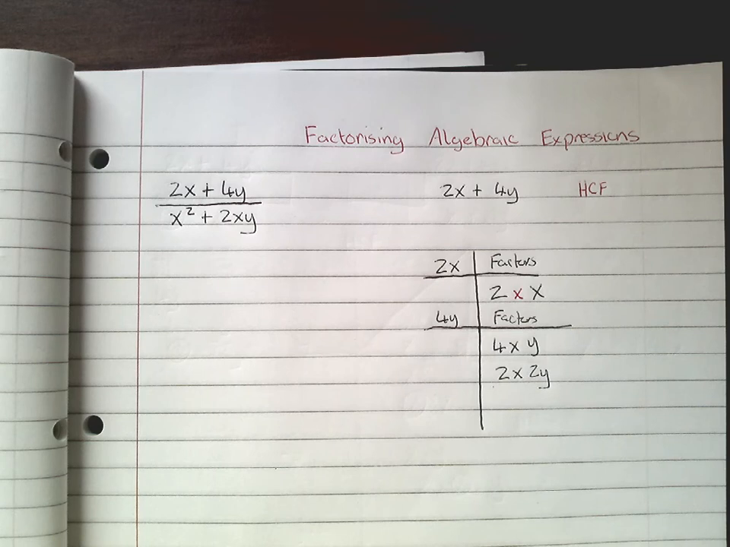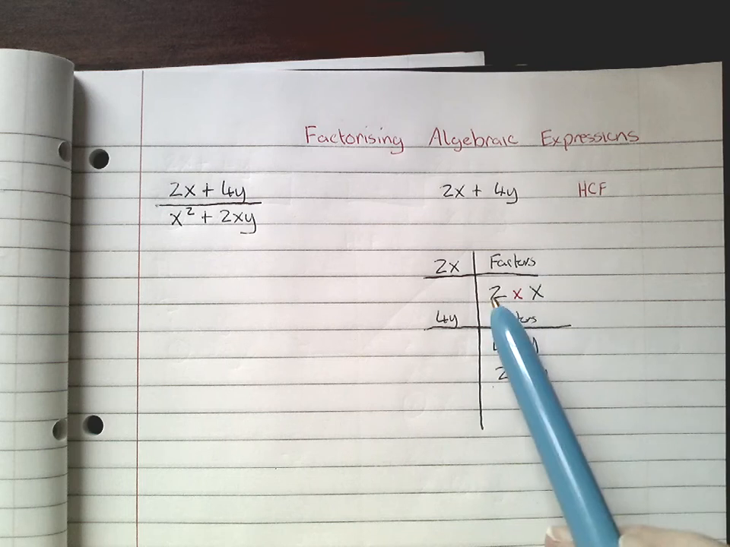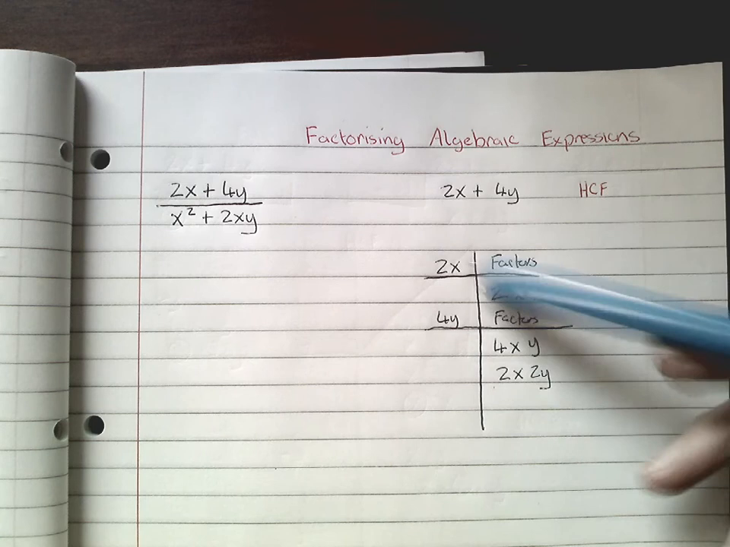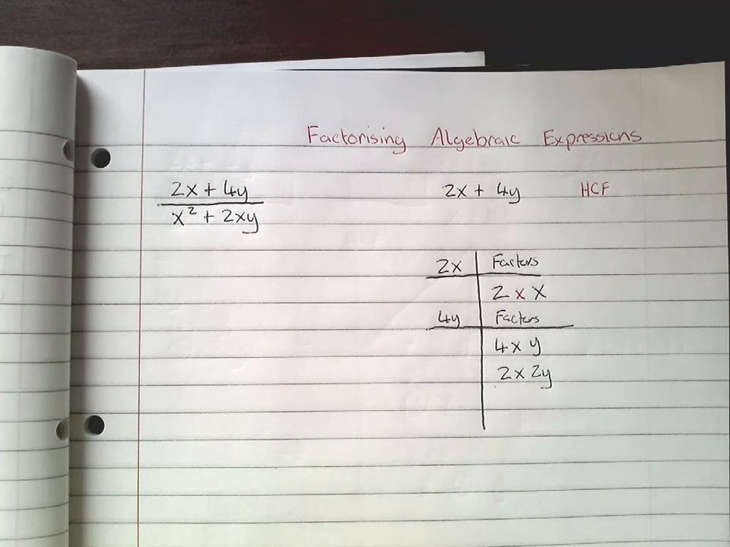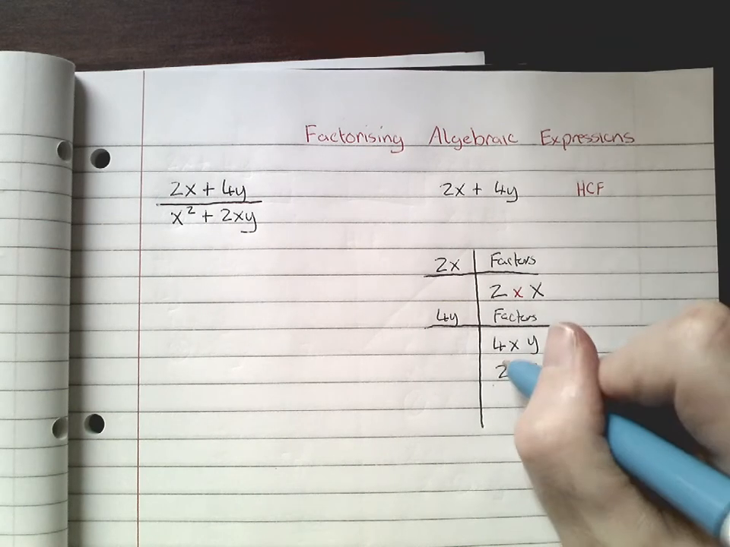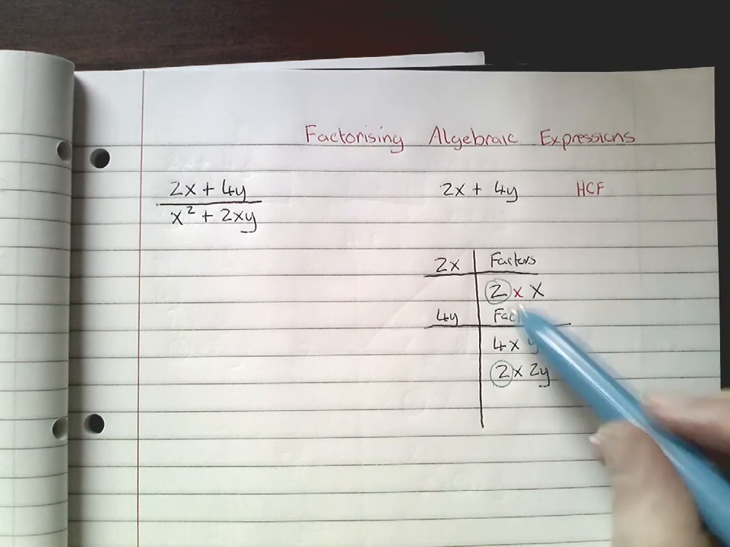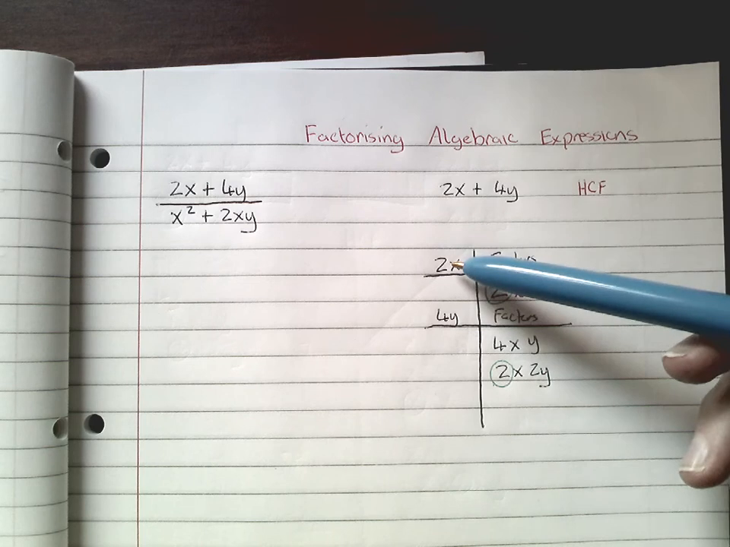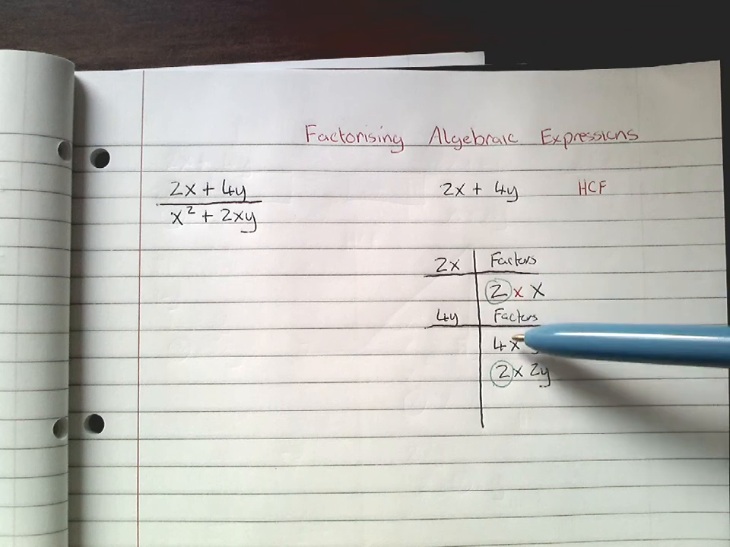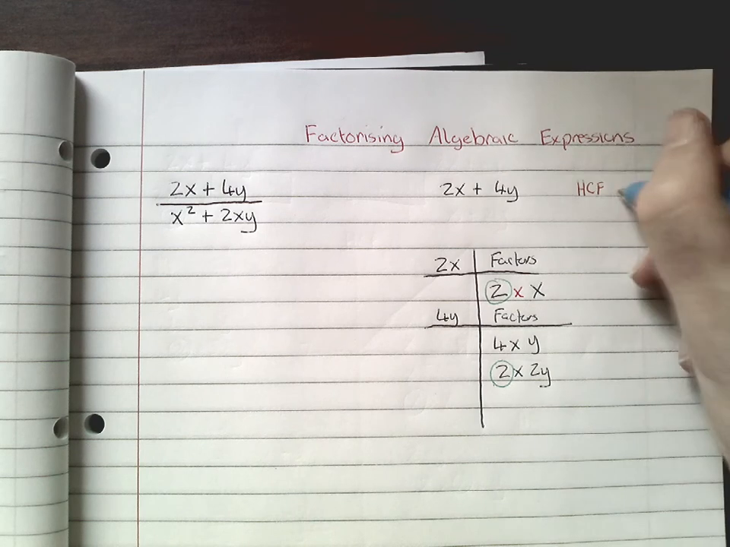Now we need to identify the highest common factor out of all these factors: 2x, 4y, 2 and y. What's the highest common factor to both of these terms? We can see that the highest common factor is 2. 2 is common to both, and it's the biggest value that's common to both. So the highest common factor between the terms 2x and 4y is the number 2.